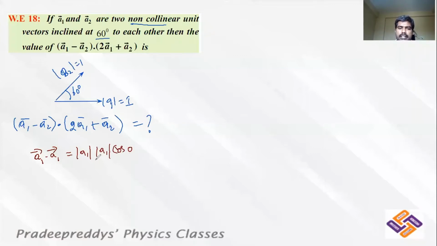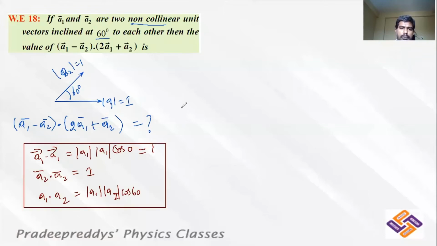Why cos 0 here? Both vectors are the same, so they will be in the same line, and the angle between them will be 0. So this will be equal to 1. Similarly, A2 bar dot A2 bar will be equal to 1. And remember, A1 dot A2 will be equal to the magnitude of A1, magnitude of A2 into cos 60. We will use these in the above expression to solve this problem.